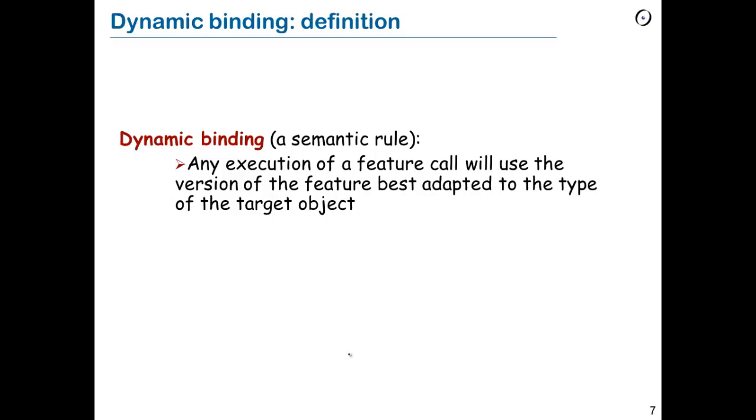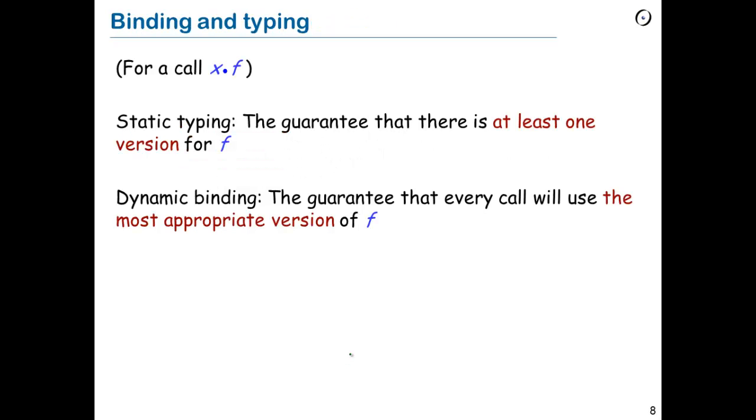We may define dynamic binding as the following property: any execution of a feature call will use the version of the feature best adapted to the type of the target object. So it might be the version redefined in the class itself, as in the case of parameter for rectangle or for square, or it could be an inherited version, but it's the closest inherited version, the one from the closest ancestor.